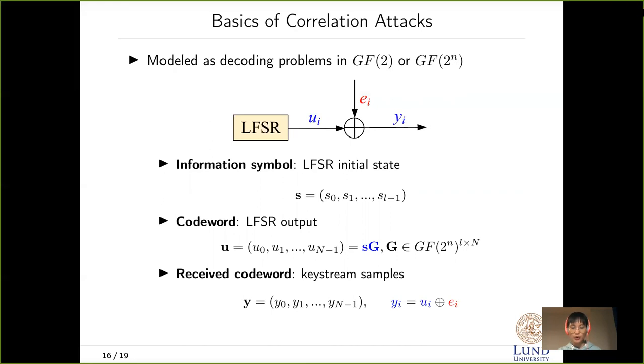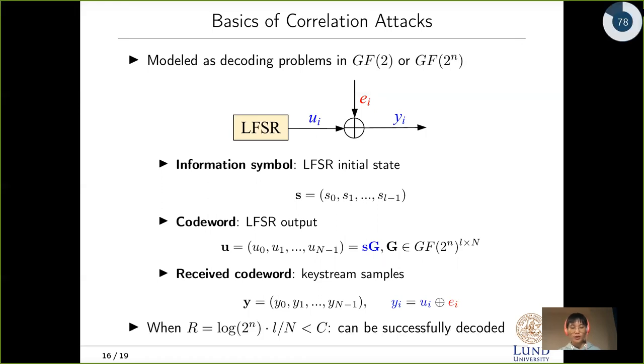The received code word Y, which could be some linear combinations of the keystream samples, could be regarded as the noisy version of the code word U. So every element Y_i equals U_i XORed with a noise E_i. From coding theory, we know that when the code rate R is smaller than the channel capacity, there always exists a decoding method which can successfully recover the information symbol.